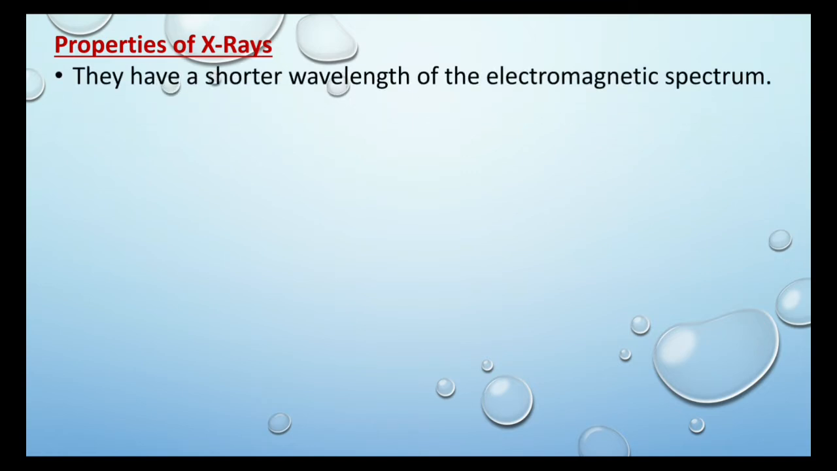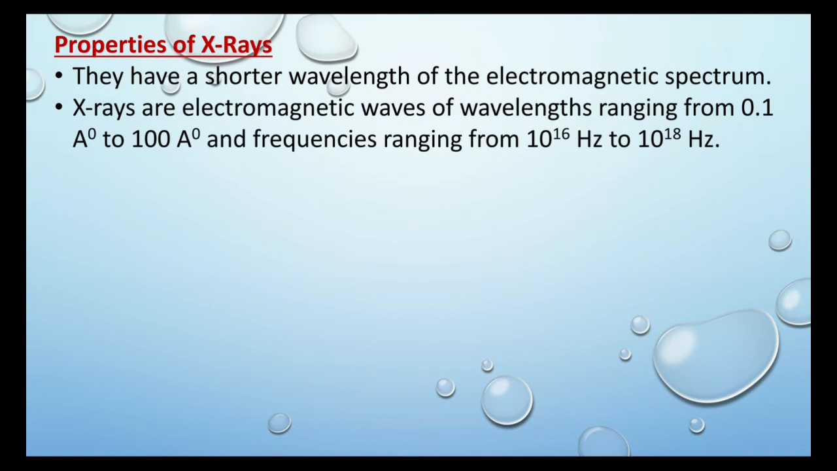Now, it is of a very short wavelength of the electromagnetic spectrum. So X-rays, its wavelength ranges from 0.1 angstrom to 100 angstrom. This is very important, and frequency ranges from 10 to the power 16 Hz to 10 to the power 18 Hz.